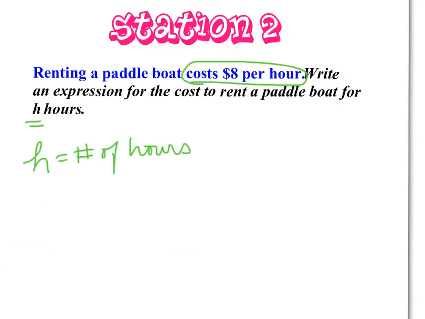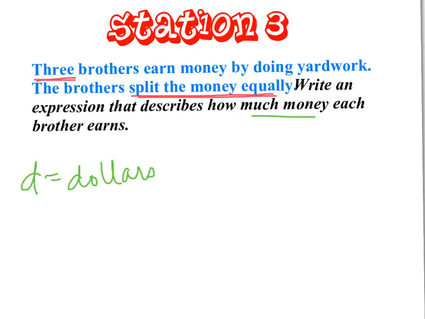Station 2, renting a paddle boat costs $8 per hour to rent. We're going to write an expression for the cost to rent a paddle boat for H hours. H represents the number of hours, and they're going to charge $8 per hour. So it's going to be 8 times H. 8 represents the $8 per hour. H is the number of hours.